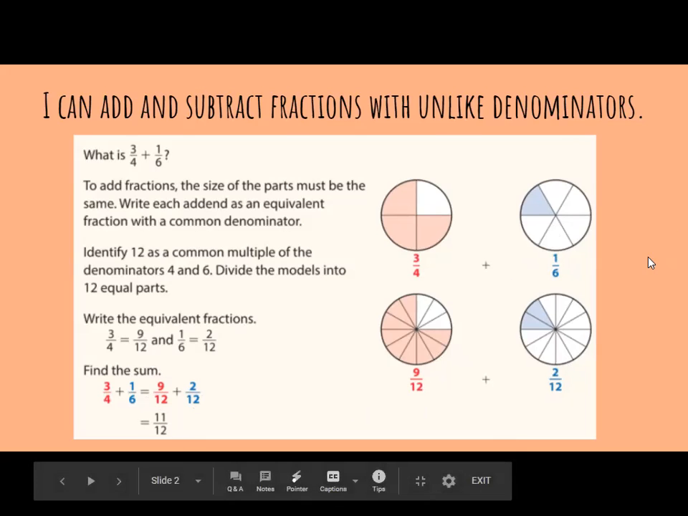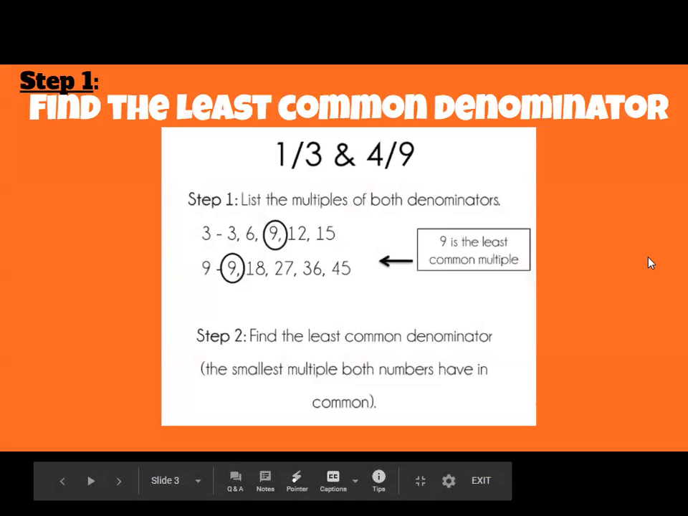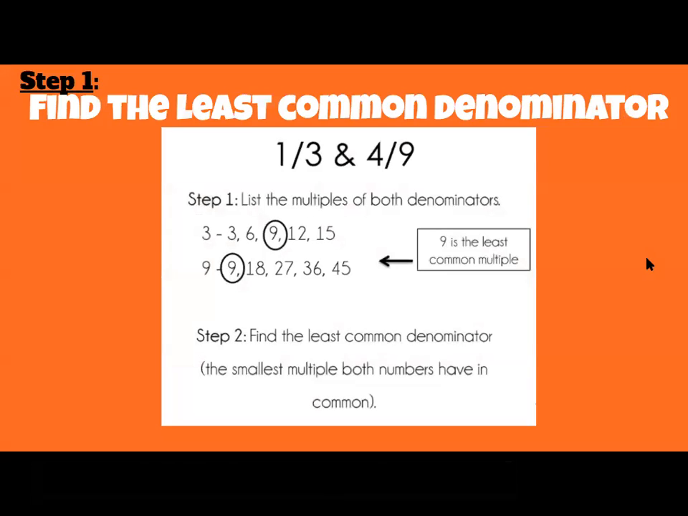So there's just a couple of steps that we have to follow in order to make sure that we do that correctly. So our first step is to find the least common denominator. So if we look at this problem, we have 1/3 and 4/9. 3 and 9 are our denominators, and they are different. So we have to make sure we have the same denominator.